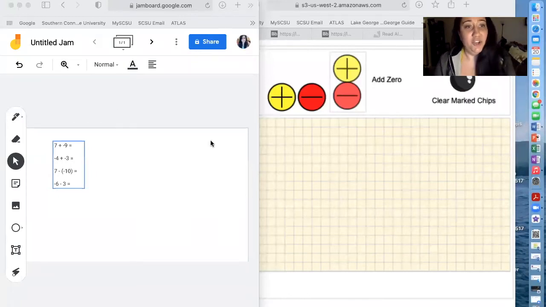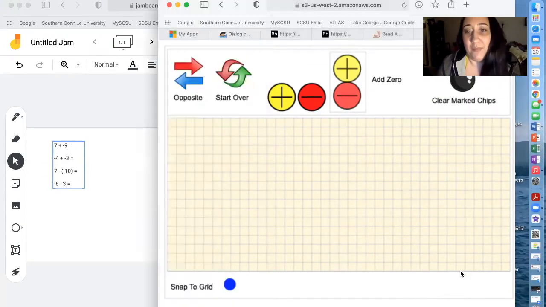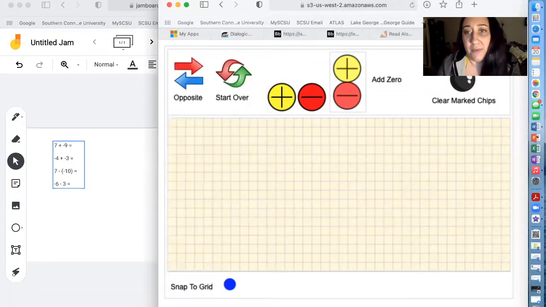All right, so over here I have a Jamboard open showing some problems that we're going to solve today. And on my other screen, I've pulled up an online manipulative using integer chips. So first, let's go through some of the parts of the manipulative. We have two different colored chips. Our yellow with the positive sign, we are going to use for our positive whole number integers. And the red negatives, of course, will be our negative numbers.